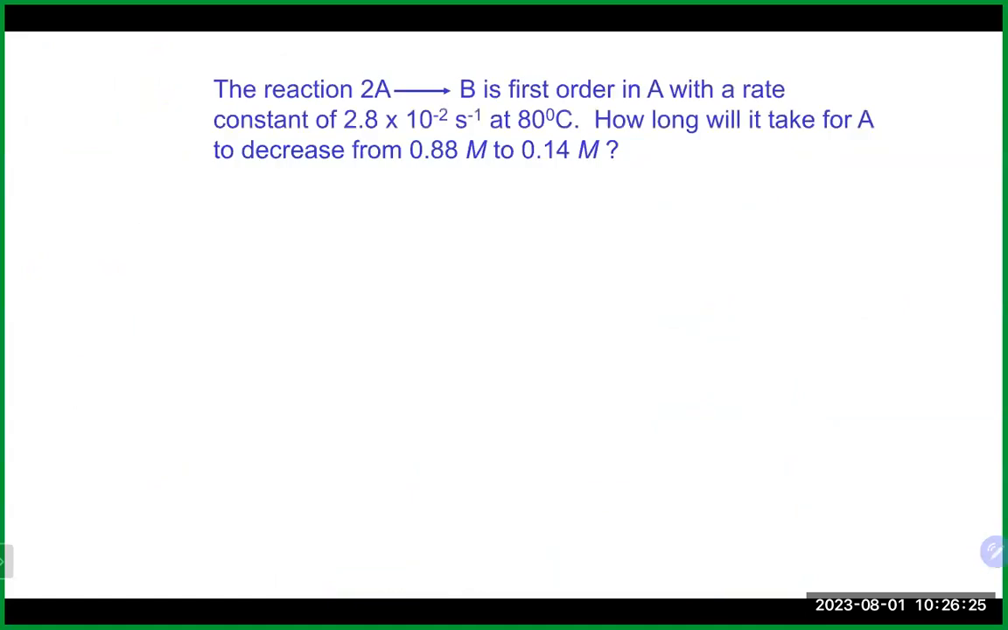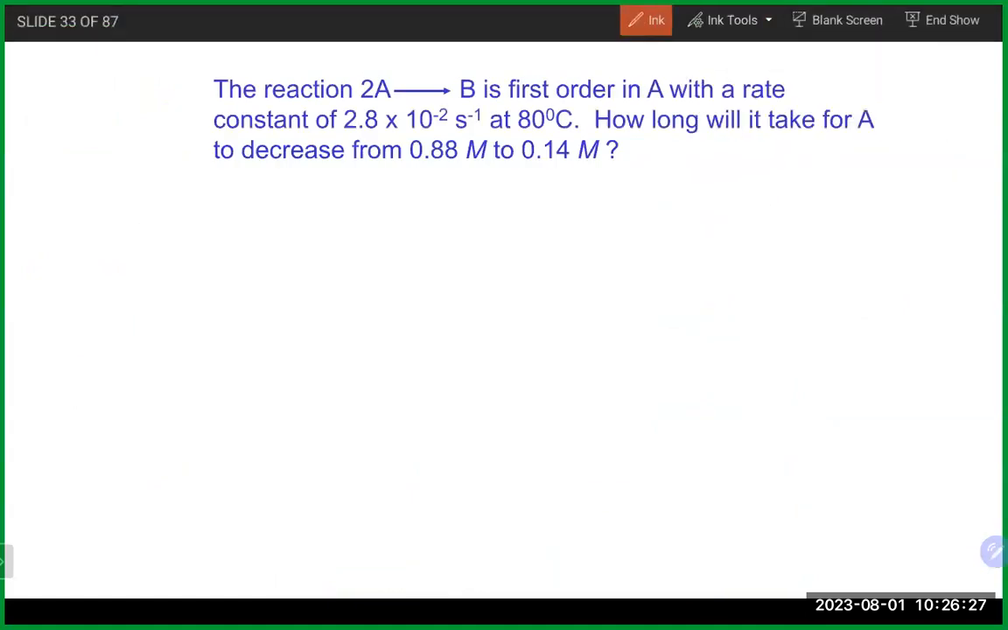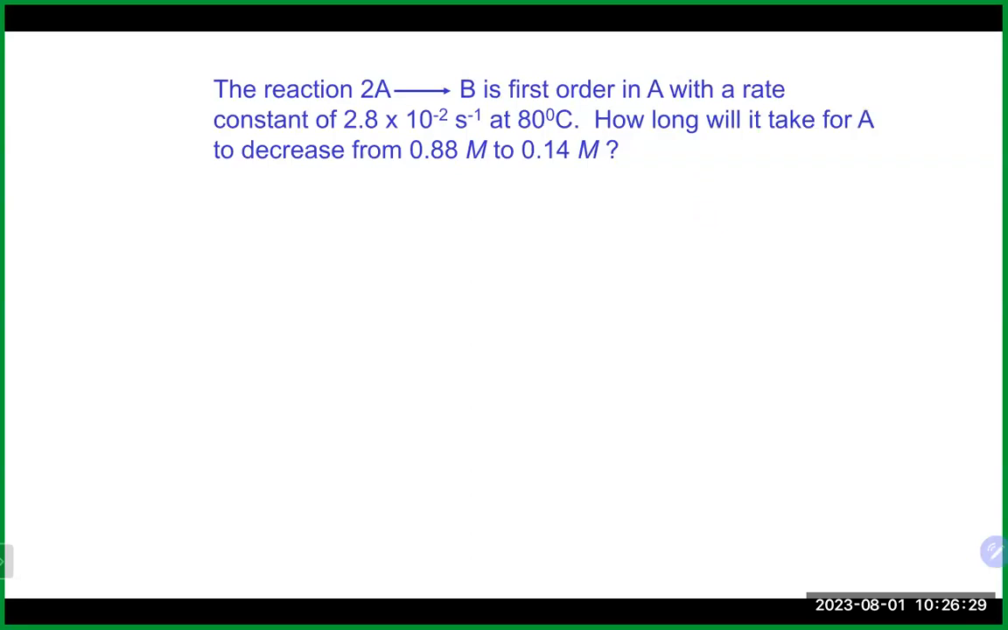All right, so if we take a look at this and we wanted to figure out, we have this reaction, which is 2A goes to B, first order in A, with a rate constant of 2.8 times 10 to the minus 2 reciprocal seconds. We want to know how long it will take for A to decrease from 0.88 to 0.14. So a couple of things are helpful here. Obviously, it tells us it's first order.